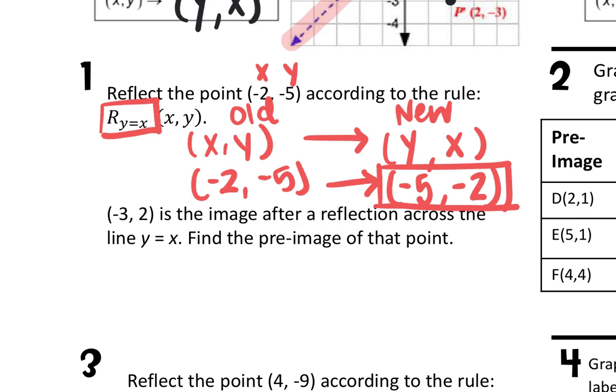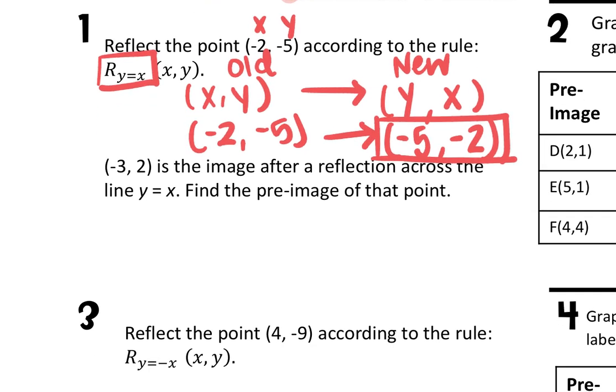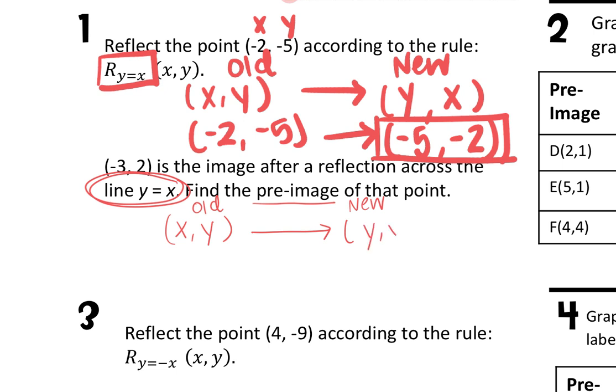Let's do the next example. It says negative 3, 2 is the image after a reflection across the line y equals x. Find the pre-image of that point. Okay, so a little bit different just because they're asking for the original point. So x comma y is how I start. I know this is my old point, and I'm trying to get my new point most of the time, right? And since this is a reflection over the y equals x line, it told me right there in my example, I know I'm just swapping my x and my y.